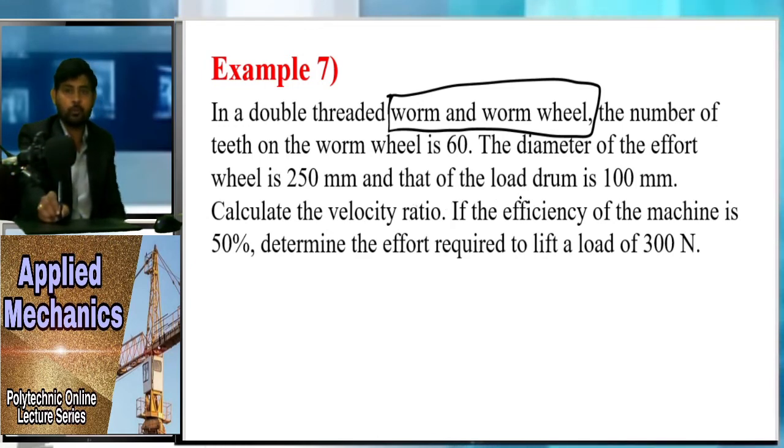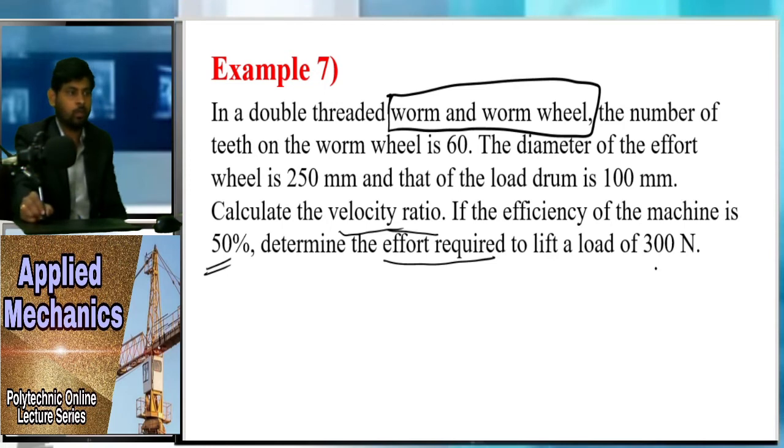So what we have to do? We have to convert it into the radius. Full stop. Calculate the velocity ratio. So we have to find out the velocity ratio here, right? If the efficiency of the machine is here, efficiency is given to us in previous problem. We don't know the efficiency. So here determine the effort required to lift the load. Again we have to find out the effort required to lift the load. How much load is 300 given to us.